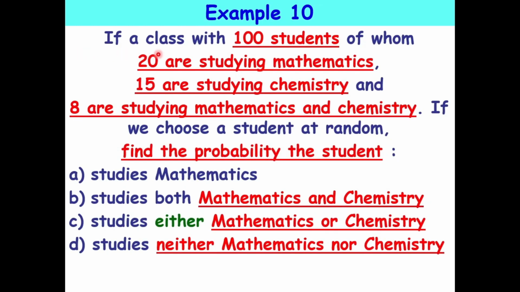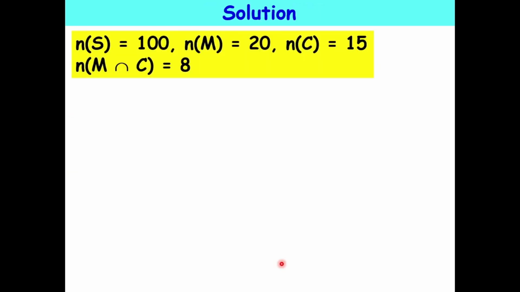Example 10. A class has 100 students, of whom 20 are studying mathematics, 15 are studying chemistry, and 8 are studying mathematics and chemistry. If we choose a student at random, find the probability that the student studies mathematics. So we take out the information from the question. The number of students is 100, the number of students taking maths is 20, the number taking chemistry is 15, and the intersection between both courses is 8.